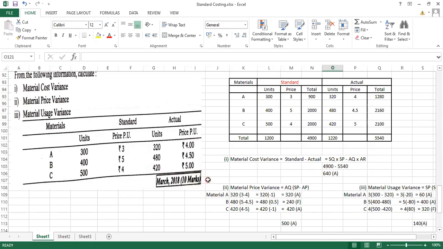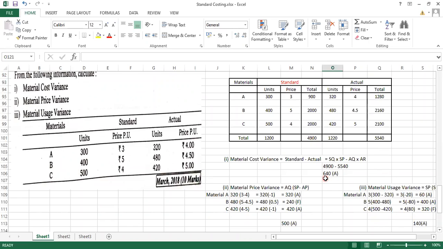You can even split like A का अलग, B का अलग, C का अलग, ऐसे भी कर सकते हो. And total also you can do it like this. So let's find out 4,900 minus 5,540. This will give me 640.